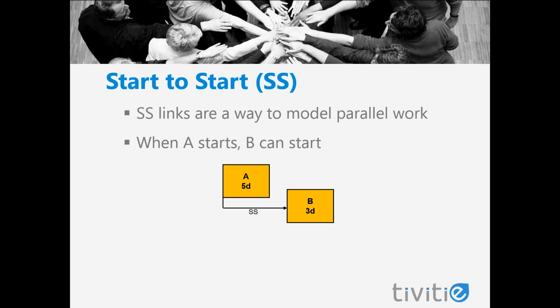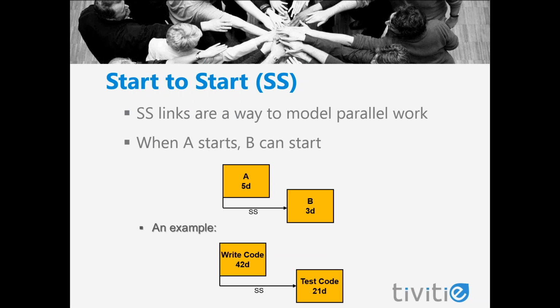Start-to-start links are a way to model parallel work. Some part of the tasks can be done at the same time. When A starts, B can start. B can start at the exact same time as A or later if something else drives it to be later, but it can't start before A. An example of that would be writing code and testing code. I don't have to wait till I'm completely done writing the code before I start testing it, but I certainly can't start testing until after I start writing.